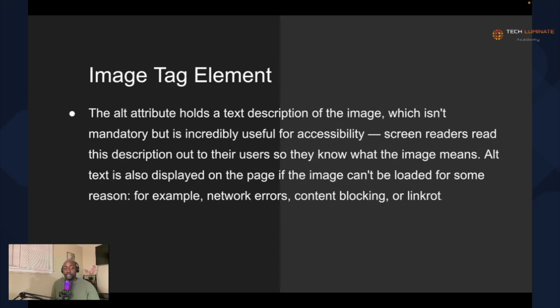Alt text is also displayed on the page if the image can't be loaded for some reason. For example, you may have network errors. The internet may be out. The content may be blocked for some reason. Or you may have link rot, which is when an image may be deleted or moved and you get a 404 error, or you see a blank page with a broken image.